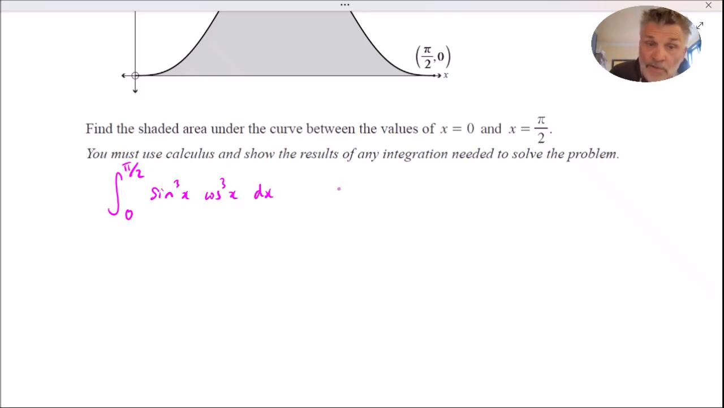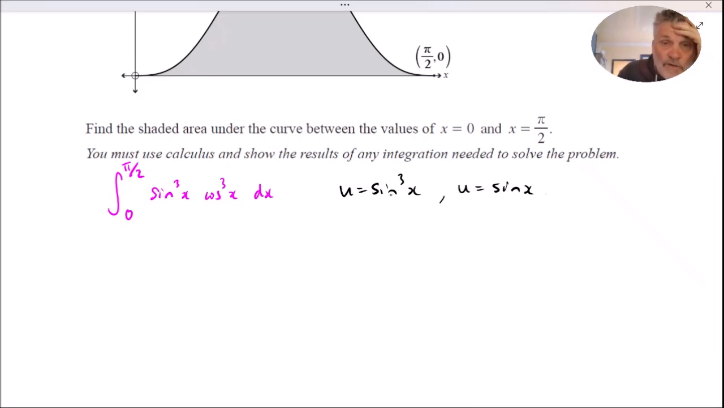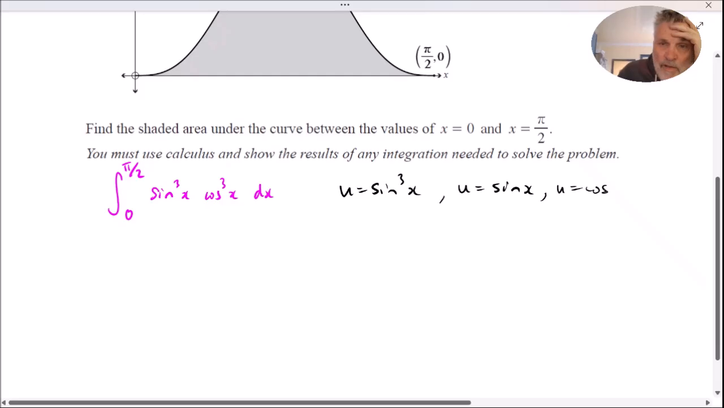Again, there's many substitutions that work on this. You could try u equals sine cubed x. You could try u equals sine x. You can try u equals cos cubed x, and probably sine squared would work as well, and cosine. So there's 3, and there's many more others. I'm going to try this one.